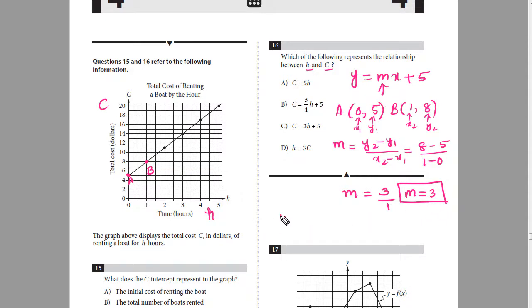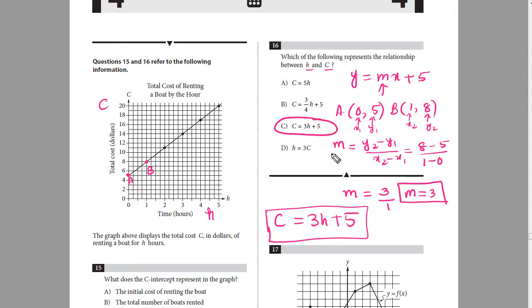So the equation for this line will be equal to 3x plus 5. Y is equal to 3x plus 5, and x is the variable in the x-axis, that is h. So I'll write h over here, and y is the variable in the y-axis, that is c. So I'll replace y with c. So this will be my equation. C is equal to 3h plus 5. That is option C. That is the correct option.